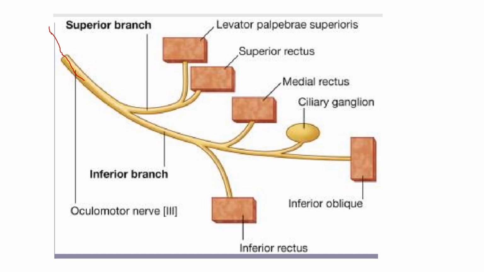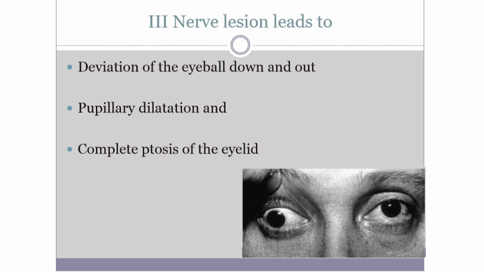So cranial nerve 3 coming along. We see the superior branch go off to levator palpebrae superioris, superior rectus, this inferior branch coming down to inferior rectus muscle, medial rectus muscle, and the ciliary ganglion, and the inferior oblique. Cranial nerve 3 lesions can lead to deviation of the eyeball down and out. So we could see this eyeball here, down and out. Pupillary dilation and complete ptosis or drooping of the eyelids.